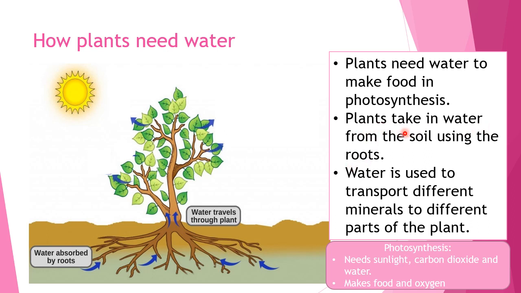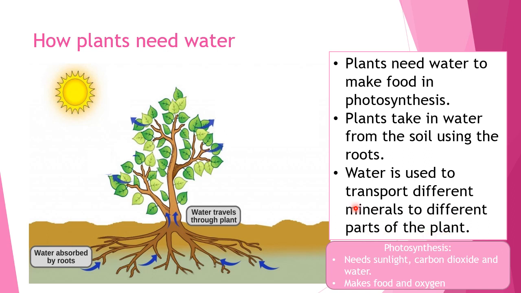Plants take in water from the soil using the roots. As you can see in the picture here, water from the soil is taken in through the roots. And then, water is used to transport different minerals to different parts of the plant.